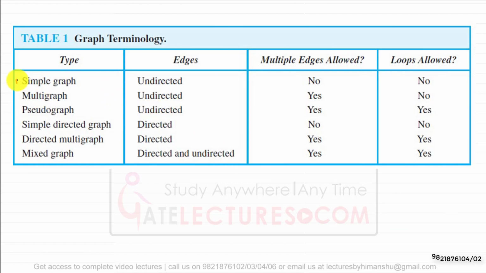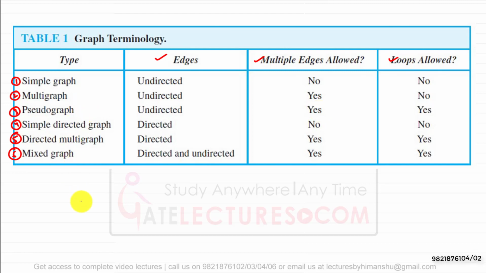Now there are different types of graphs. Number one is the simple graph, then we have the multigraph, then the pseudograph, then the simple directed graph, then the directed multigraph, and then the mixed graph. What is the difference between these graphs? They are differentiated by the number of edges, the kind of edges they have, whether they have multiple edges or not, and whether they have loops or not. What is a multiple edge? Multiple edges means that between any pair of vertices there is more than one edge present.